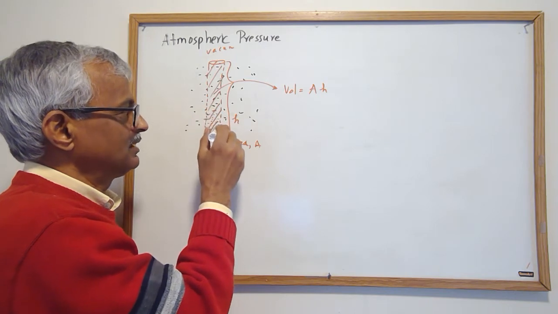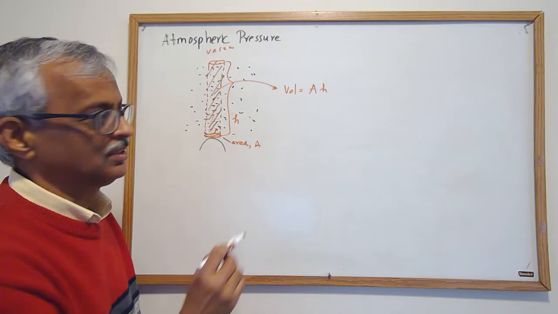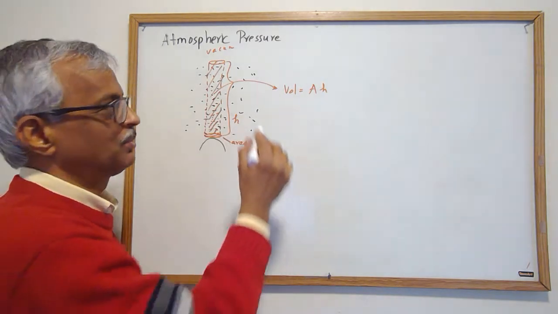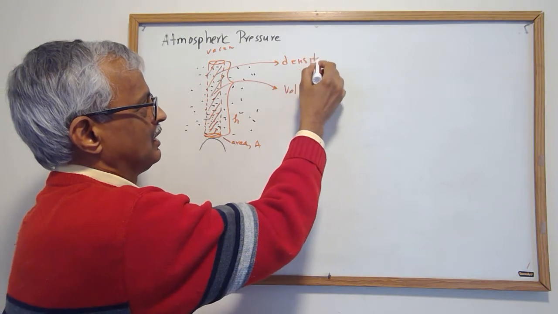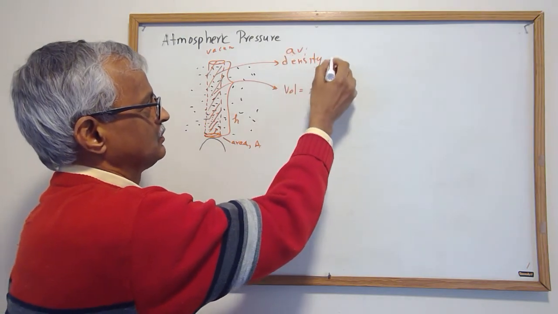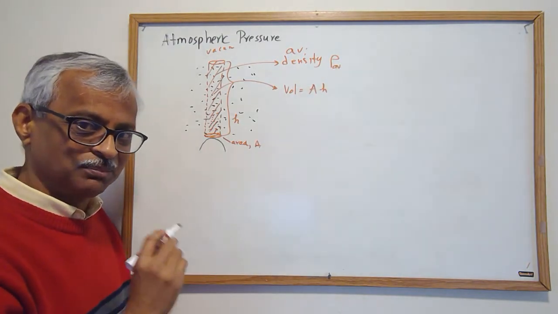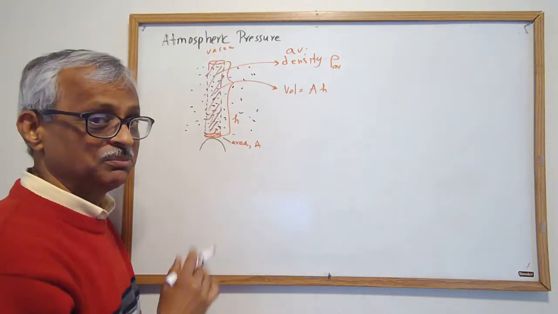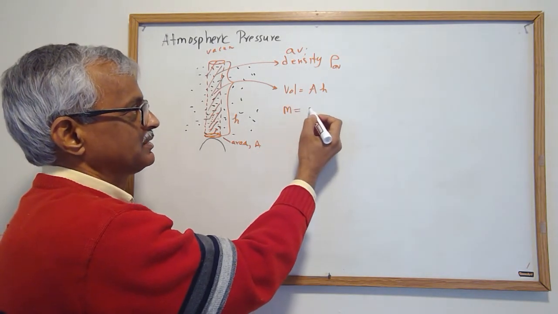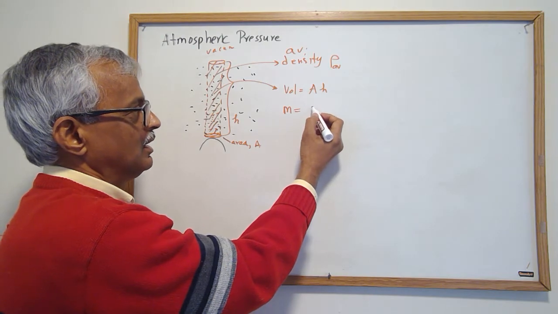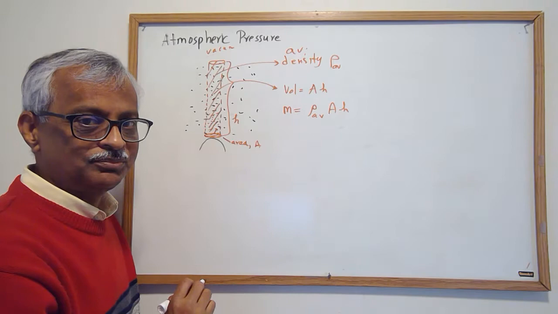What happens in reality is the density actually decreases as you go up. But I'm just going to not be so particular about it. I'm going to say density is the same. Our average density is rho. Let's call it just average, just to remind ourselves that it may not be the same everywhere, but just some average. So that I can multiply this, the mass will simply be rho average times A times h.